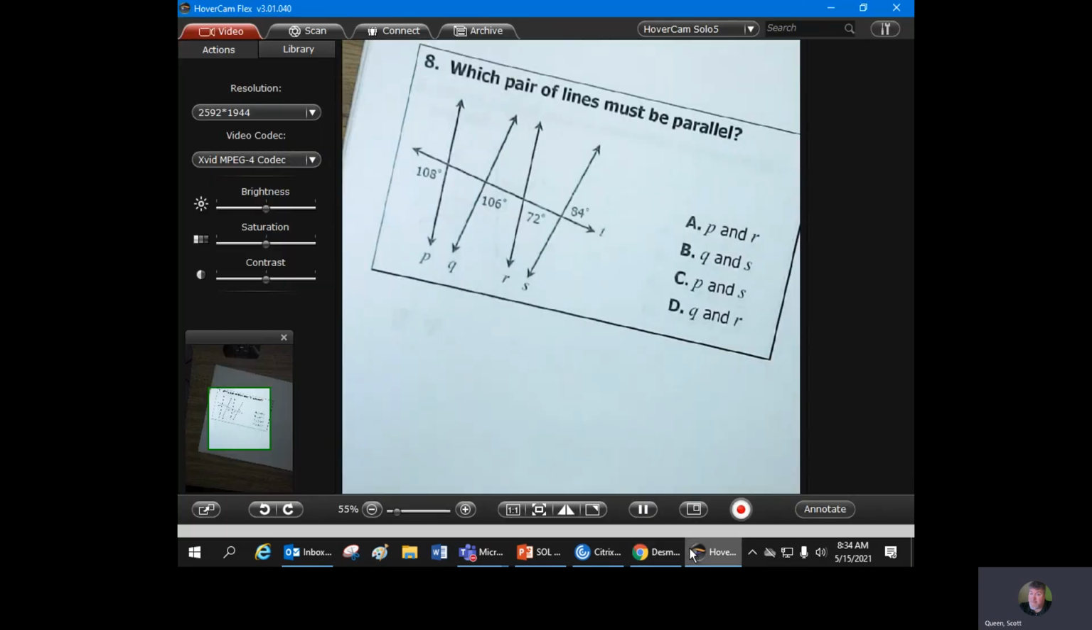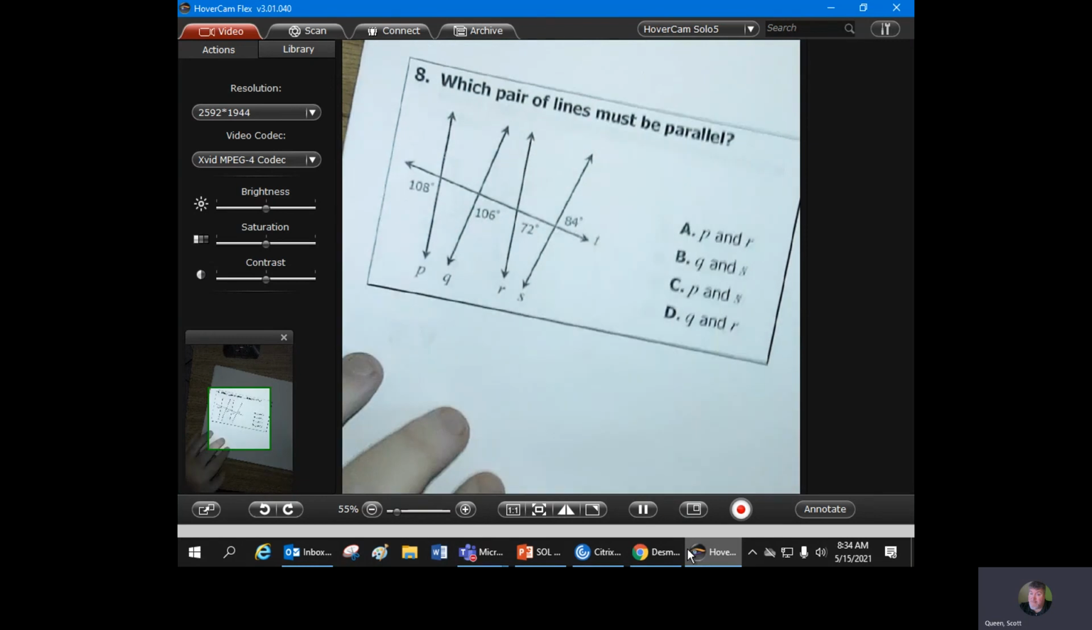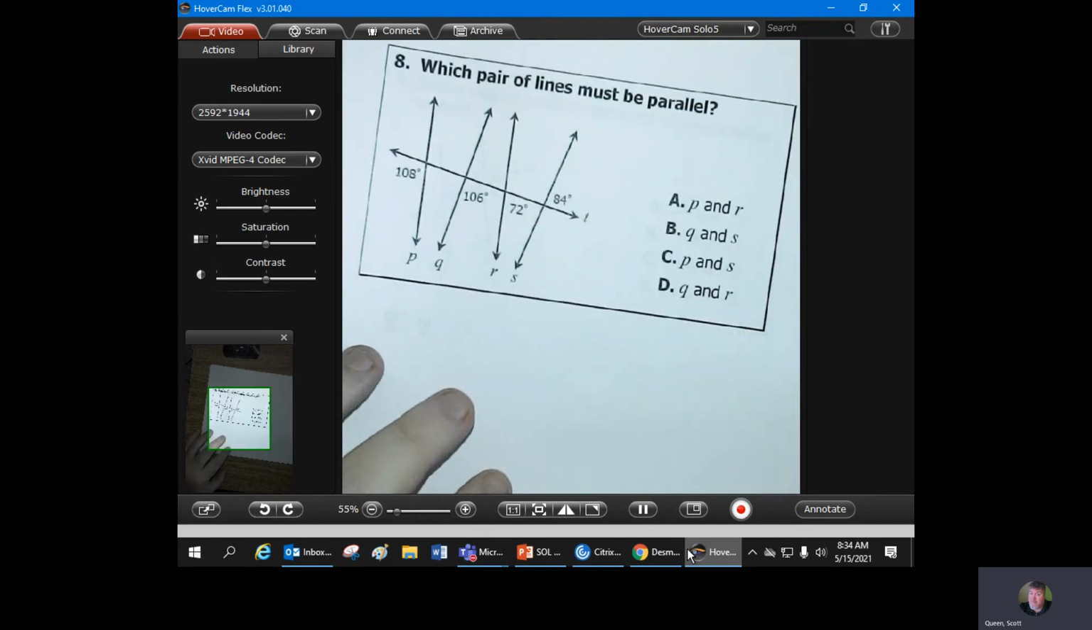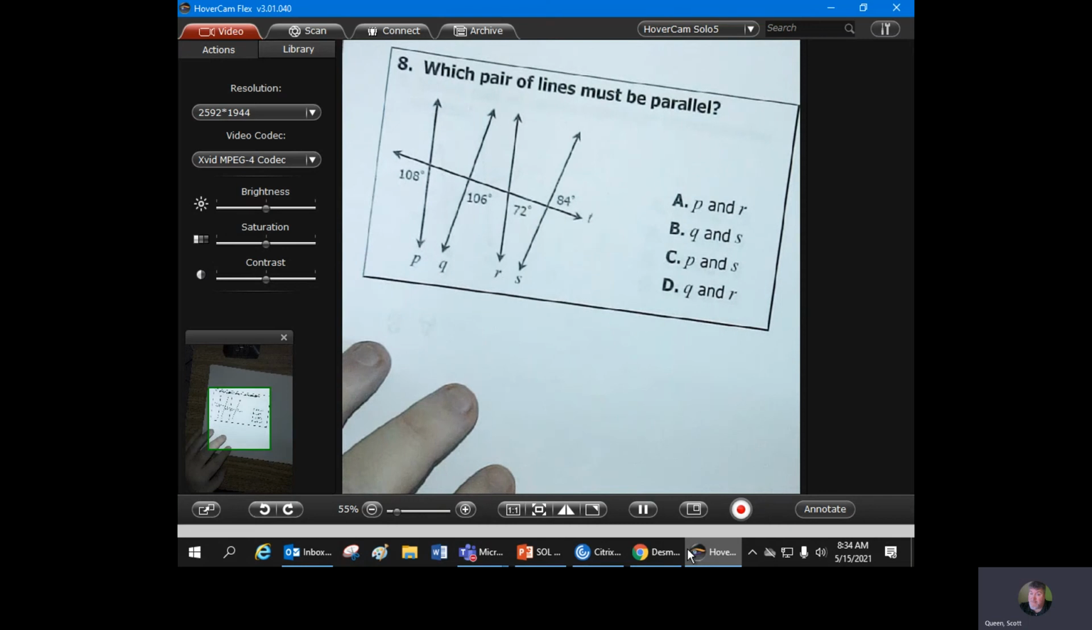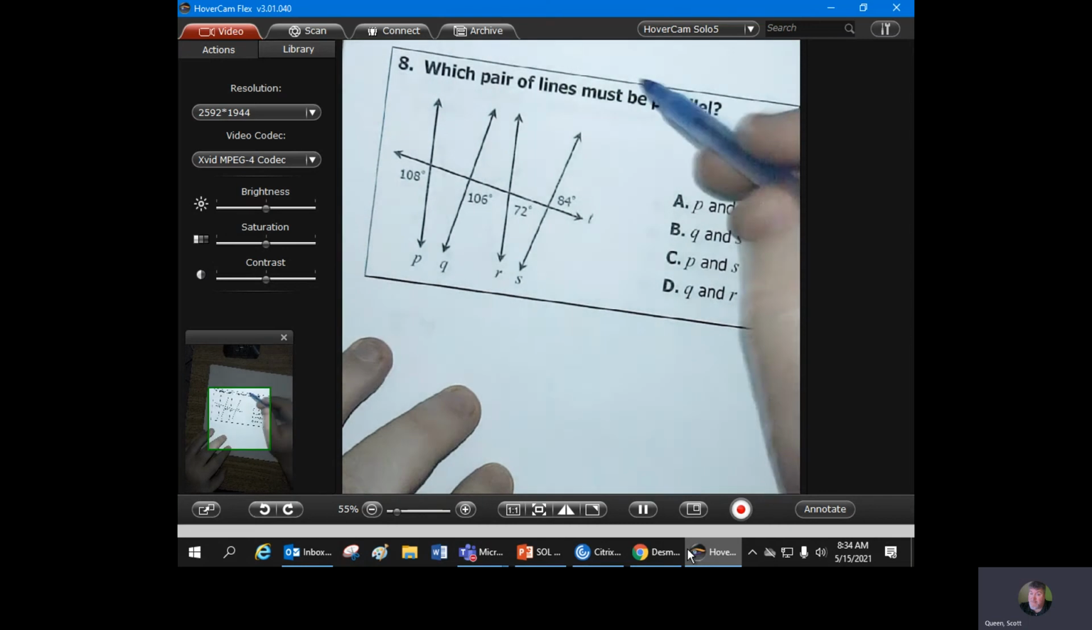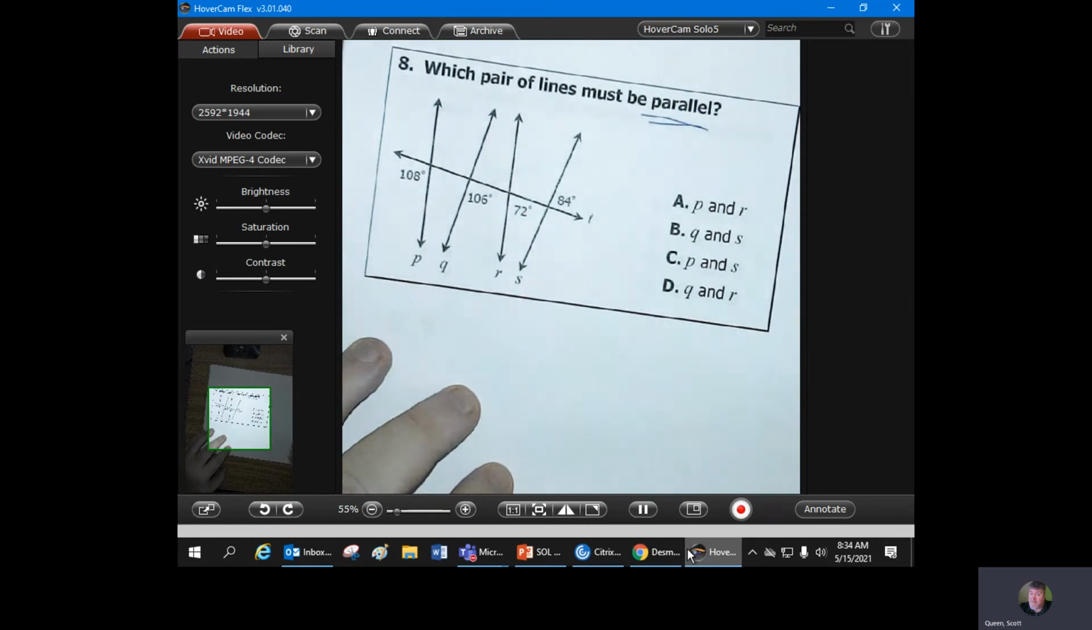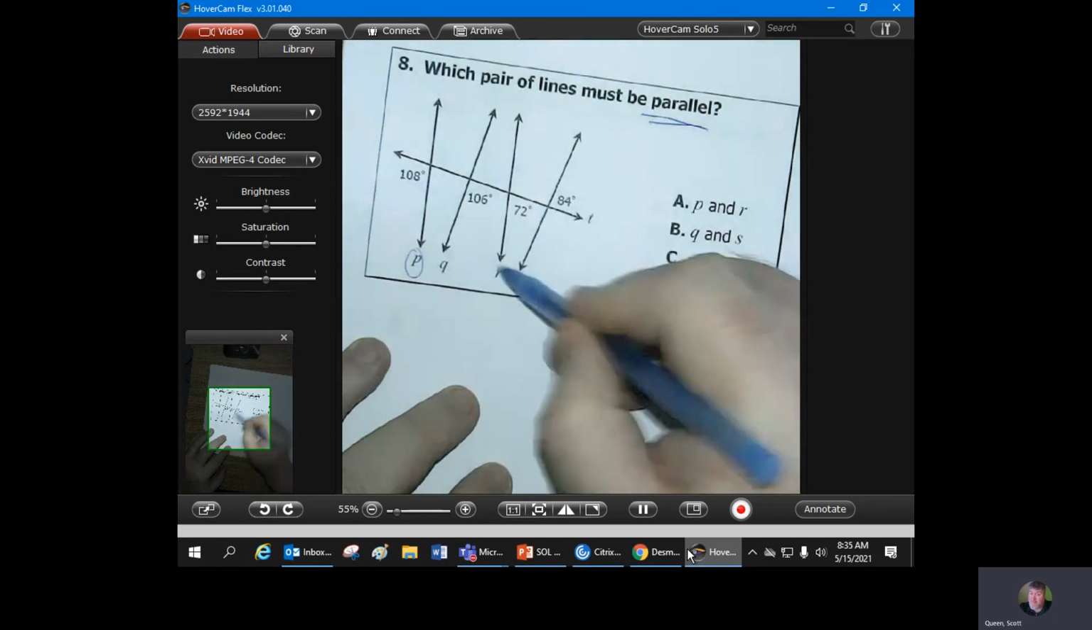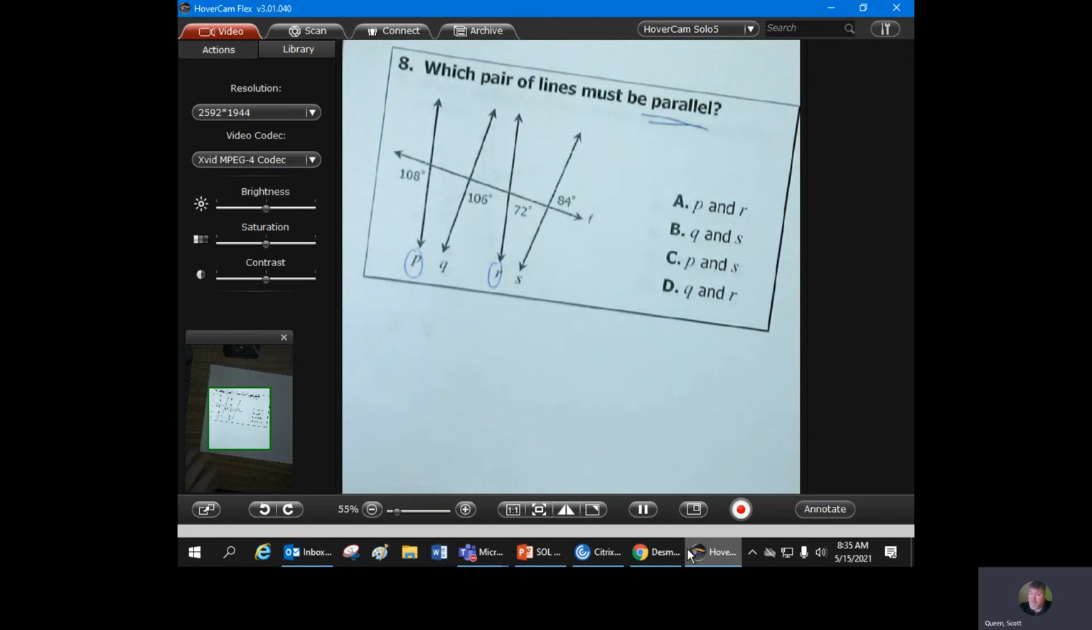All right, more parallel lines. This still comes back to the whole consecutive, corresponding, alternate interior, alternate exterior. We're looking for a pair of lines which are parallel, so that means some things in here got to match. Now, I can kind of eyeball things, and I can kind of see P and R might be parallel, but you can't always rely on sight. You got to go off the numbers since they gave them to us.